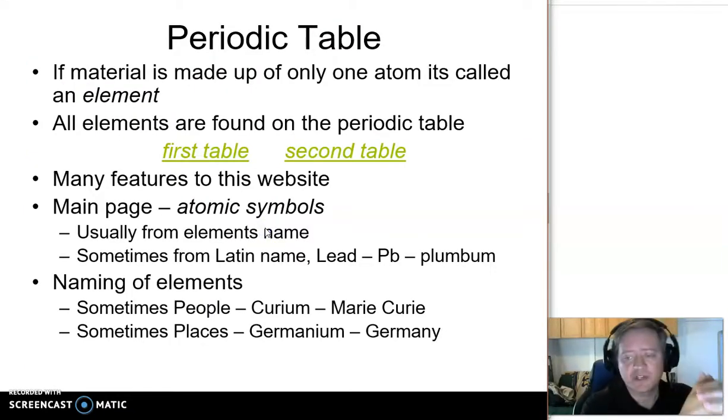So you'll notice that when you look at a periodic table, you have these symbols. So magnesium was Mg, usually comes from the name, magnesium, hydrogen, H, helium, He. Sometimes, however, they come from their Latin name. So lead, gold, silver. Now, one interesting story about lead: the symbol for lead is Pb. Now, the Latin term for lead is plumbum.